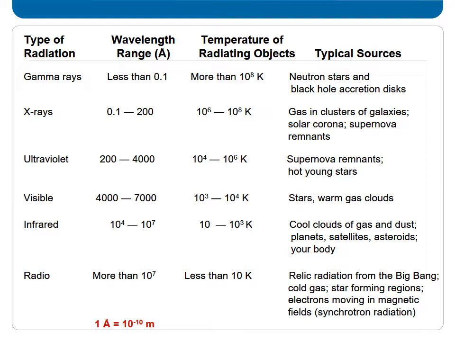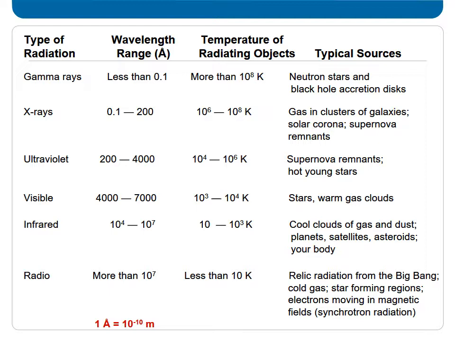The highest ultraviolet frequencies also cause severe damage to cells. Lower frequency ultraviolet is less damaging but does cause sunburn. Ultraviolet light is produced by hot, young O and B stars and supernova remnants. Visible light is generally safe, but bright sources such as the sun can damage our eyes, even leading to permanent blindness. Stars and warm gas clouds radiate visible light, and dust regions and solar system bodies reflect visible light.